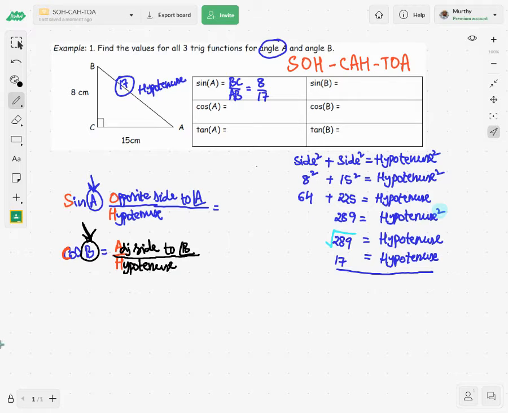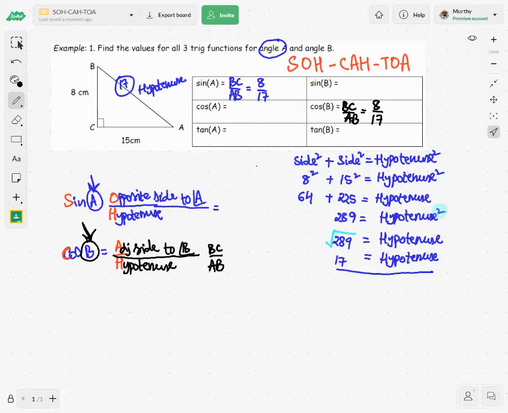Hypotenuse. So what does adjacent side to B mean? Here is angle B, and adjacent means the side which is next to the angle, which is BC, over the hypotenuse. It's always the same, that is AB. So BC over AB, the same thing I'm copying here, BC over AB. And what is the value of BC? You can see that it is 8, and the hypotenuse is 17.